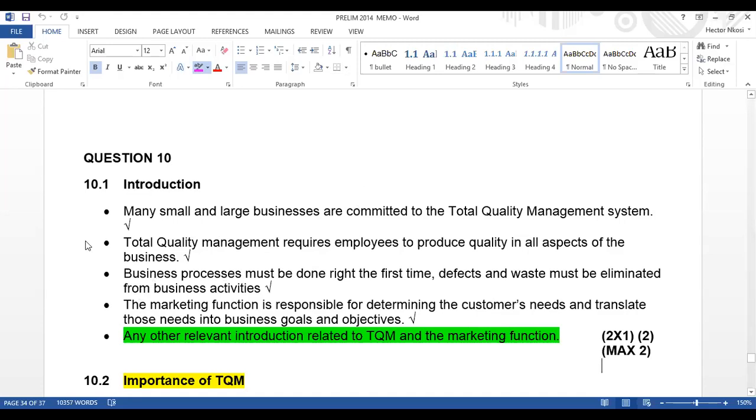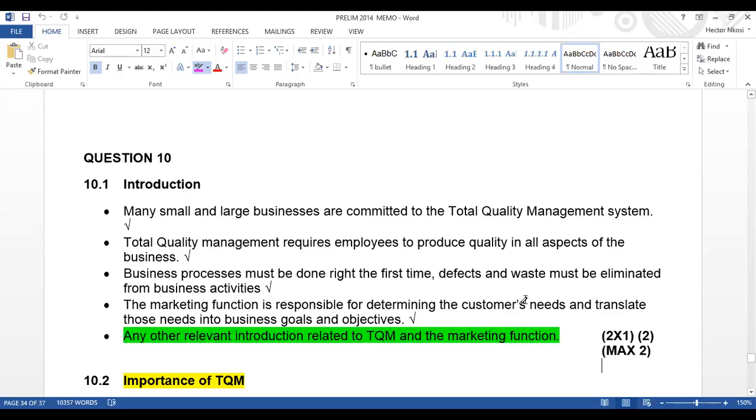Also, the business processes must be done right the first time. Defects and waste must be eliminated from the business activities. Also, the marketing function is responsible for determining the customer's needs and translating those needs into goals and objectives. As I said to you, it doesn't have to look like this. Anything that relates to your total quality management will do. No wonder here I highlighted: any other relevant introduction related to TQM and the marketing function is vital or important.